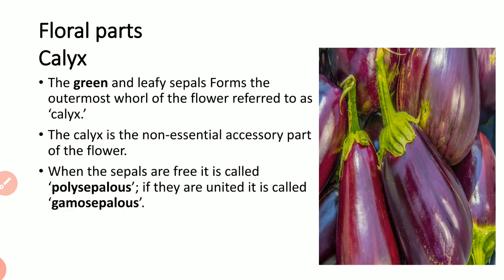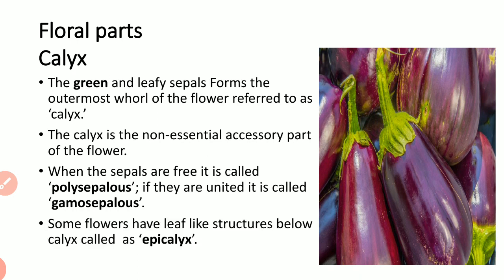There are two terminologies related to the calyx. First terminology is polysepalous flowers. Polysepalous flowers means the sepals are free. Okay, sepals are free. And the second terminology is for the united condition, called gamosepalous flowers, which means the sepals are fused. Some flowers have leaf-like structures below the calyx called epicalyx.